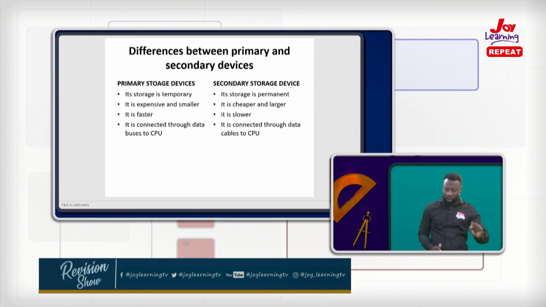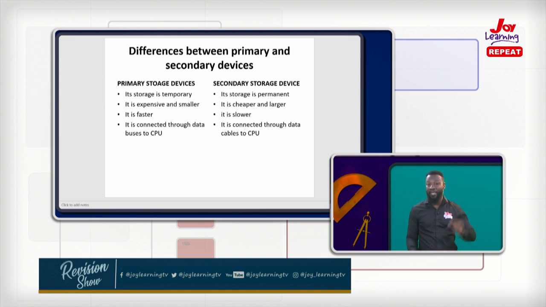Primary storage devices have temporary storage, which means they store information temporarily. But the secondary stores information permanently. As I give the difference, you should be putting down some examples of primary and secondary different from what I gave. Ask yourself, which storage device stores information permanently? Well, let's continue. When we talk about primary storage devices, we say they are expensive and smaller. But the secondary is cheaper and larger.